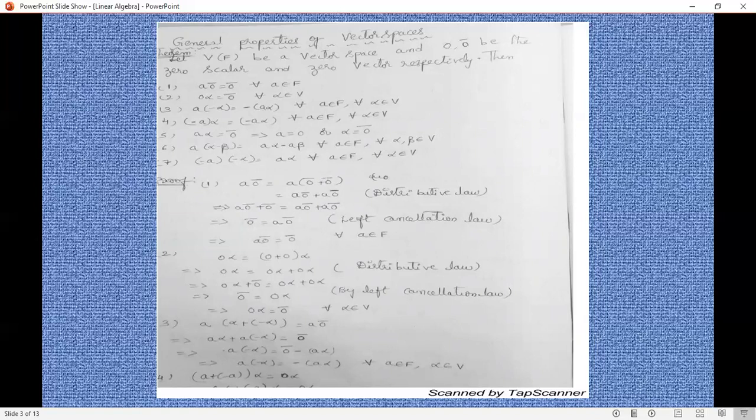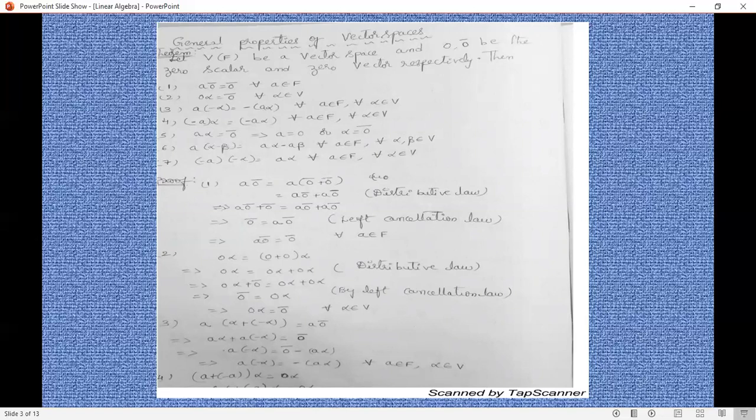Then the first one is a·0 bar = 0 bar for all a belongs to F, and 0·alpha = 0 bar for all alpha belongs to V. Next, a·(minus alpha) = minus of (a alpha) for all a belongs to F, for all alpha belongs to V. Next one is (minus a)·alpha = minus (a alpha) for all a belongs to F, for all alpha belongs to V.